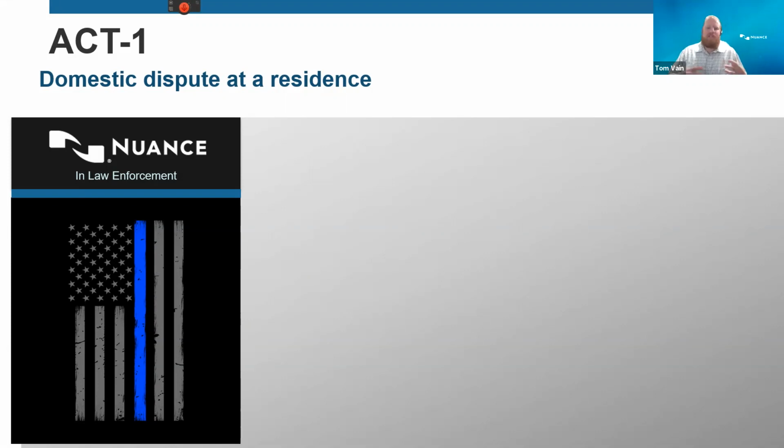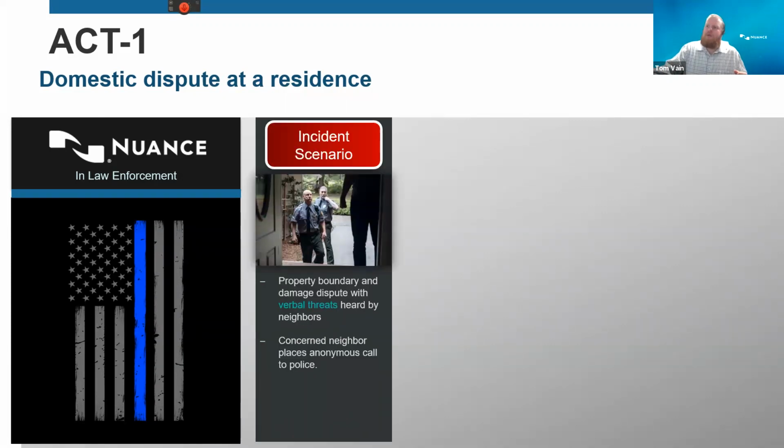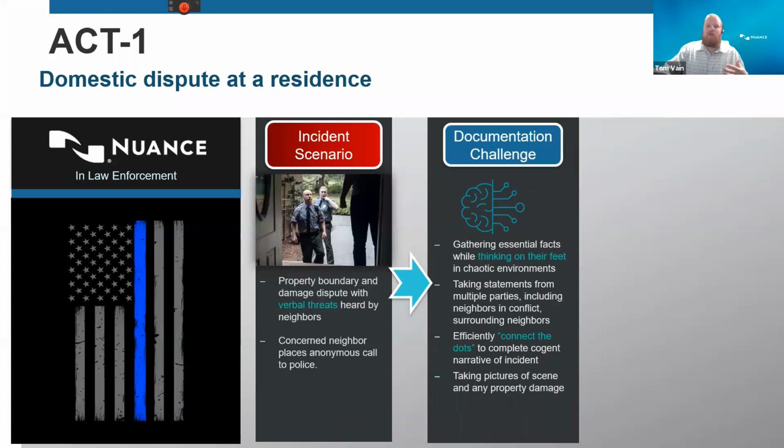In this first act, we're going to talk about our Dragon Professional Dragon Anywhere mobile solution. Let's say you're on scene and all you have with you is a cell phone. How do we accurately create notes using that? Imagine a property boundary dispute with damage and verbal threats heard by the neighbors, and you get called out. After you handle that dispute, on your way back to the vehicle, you can create verbal notes while they're fresh in your mind, just dictating them into your mobile phone.